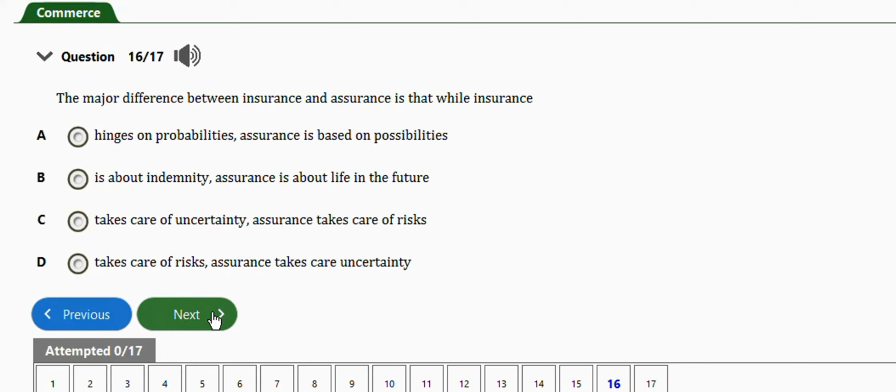Okay. Next question is one. The major difference between insurance and assurance is that while insurance hinges on probabilities, assurance is based on possibilities. Yes guys, this is the right answer, option A.